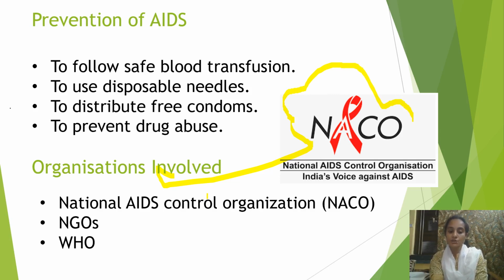And some NGOs are involved in this. They are helping out the people and they are helping out the government. And the third one is the WHO, World Health Organization. So these are the main three. Many NGOs are running, and the most important ones we have are NACO and the WHO.